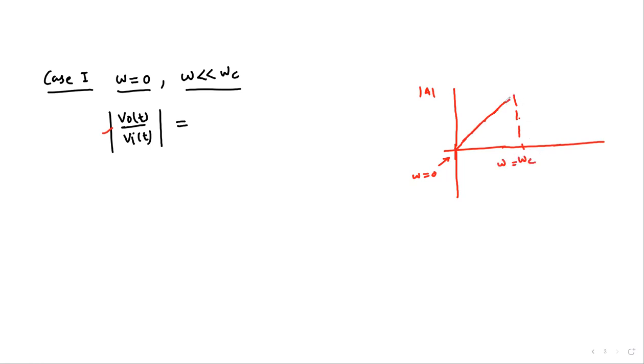Okay, and the magnitude is 0 right over here. So we'll write that at 0 it is 0, and for this case it starts approaching unity, right? And what about the angle?